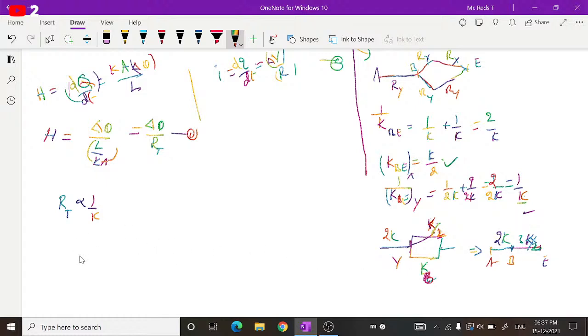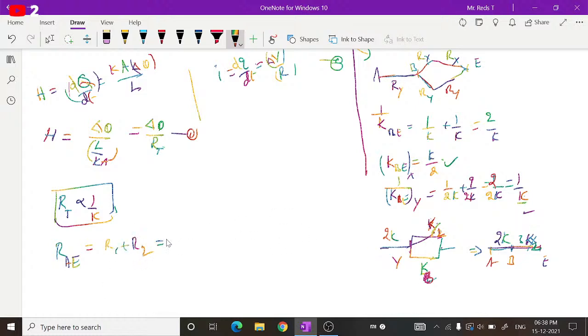Now, resistors are in series, but thermal conductivities will be in parallel combination. As thermal resistance is inversely proportional, if you consider series resistances, the effective resistance between A and E is, what is this? R is L by Ka, right? They are in series, having different resistances, let us say R1 plus R2.